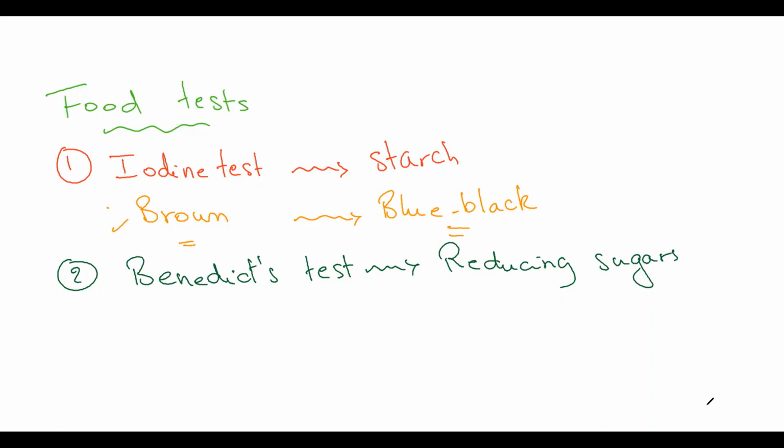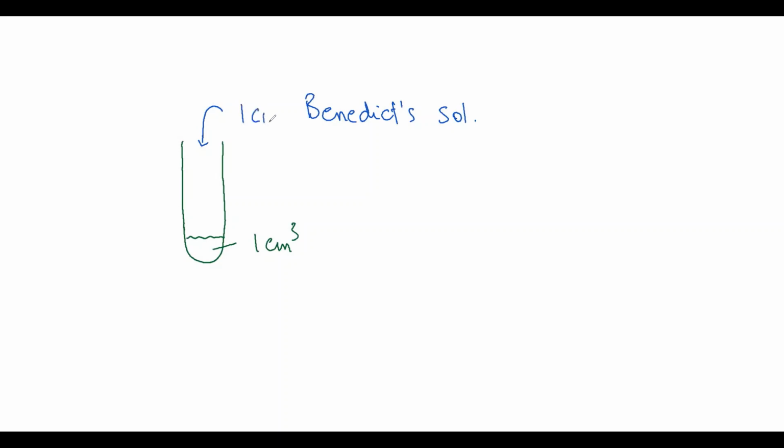But how can we do this investigation? Here we are going to get a test tube, or a boiling tube or whatever. And we take the sugar solution and we add here 1 centimeter cubed or 2 centimeters cubed, it doesn't matter. Then we get another solution which is called Benedict's solution. Also 2 centimeters cubed. Same volume. Some books write this, some books write that.